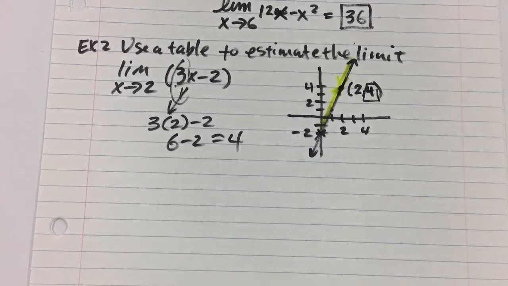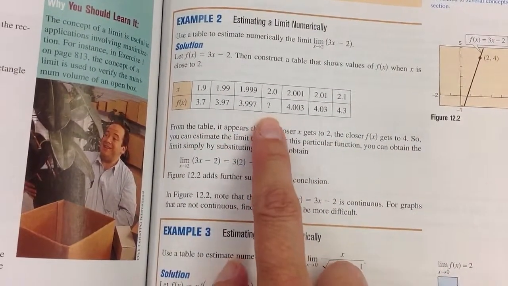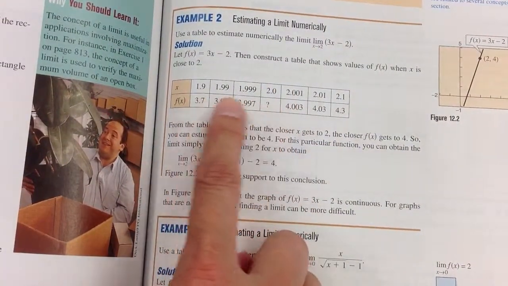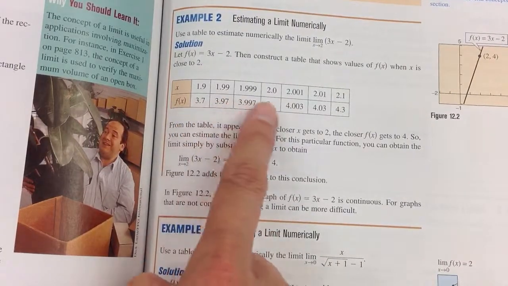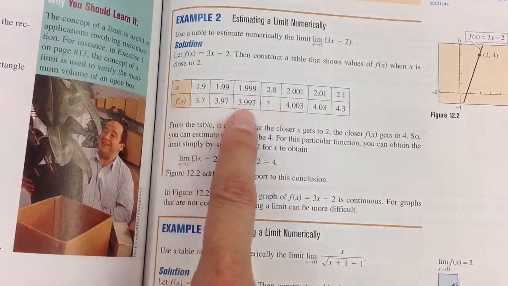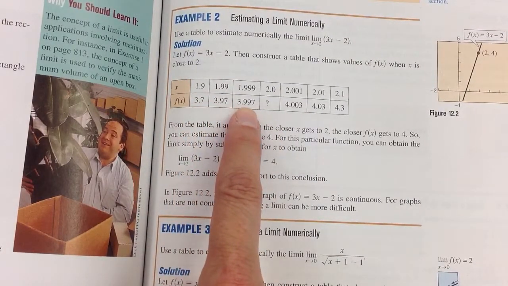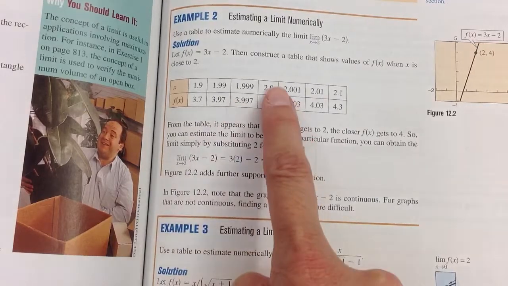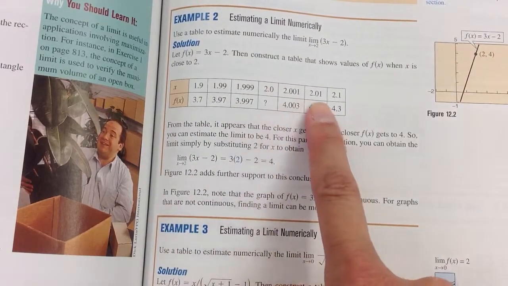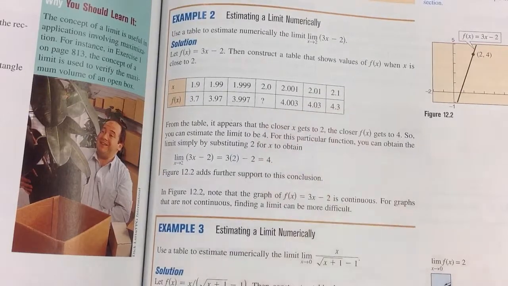We want to look at our table values too. So if we were to put this in our calculator, we would get a bunch of numbers like this, right? And we would get 2, 4. But what we want to look at is what's happening to the left of 2, at 1.99, at 1.9. Is it approaching 4? Are the numbers getting bigger and bigger, close to 4? Yeah. How about after 2, at 2.001, 2.01, 2.1? Are the numbers close to 4? Yeah, they're getting bigger than 4.